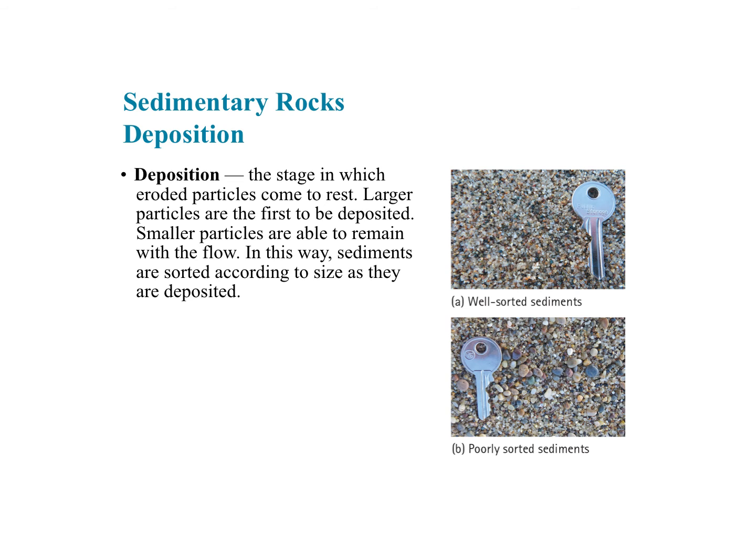And then once rock has been broken down into pieces, the last stage is deposition. And that's when the eroded particles come to rest. The larger particles are the first ones to be deposited, and the smaller particles are able to remain with the flow. And in this way, sediments get sorted according to size as they are deposited. And so you can see the picture here. You have well-sorted sediments and you have poorly sorted sediments. You can see the contrast in size here of the parts of the sediments.